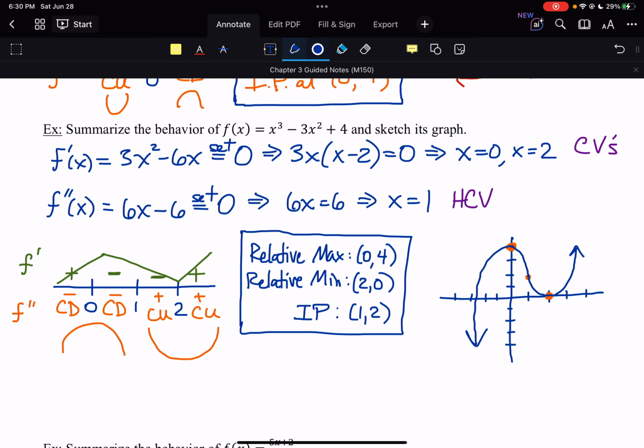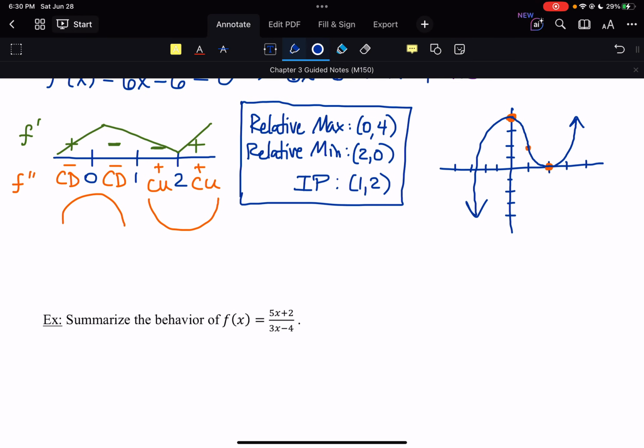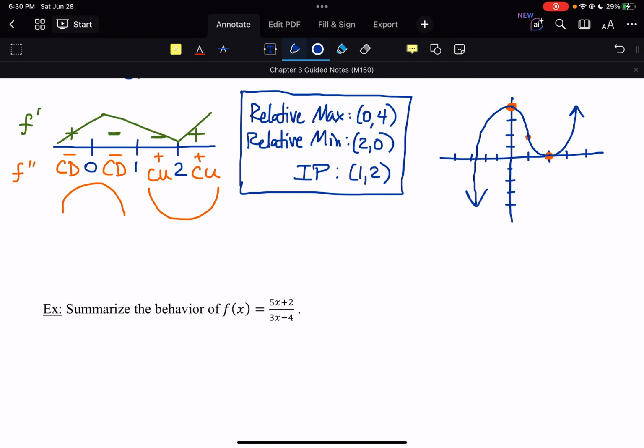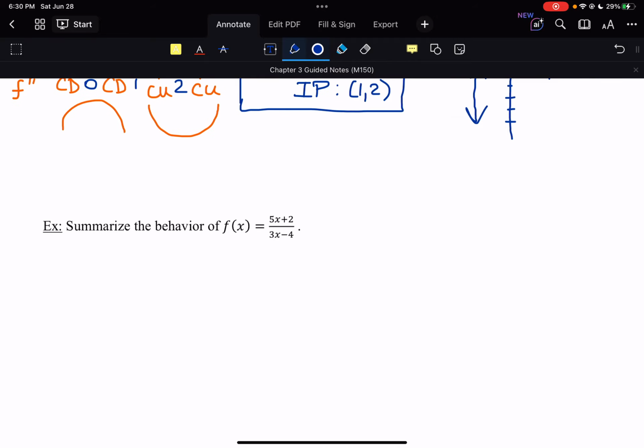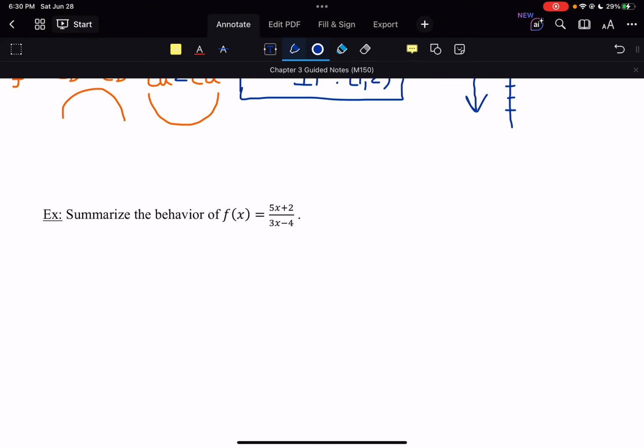So now the last thing we're going to talk about in this section, we're going to, oh nope, before we get to the last thing we're going to do one more example. Because this one's kind of interesting. So we want to summarize the behavior of this function. We have (5x plus 2) over (3x minus 4).